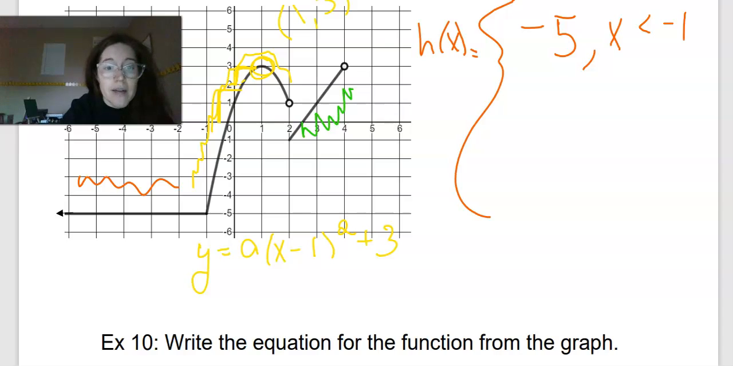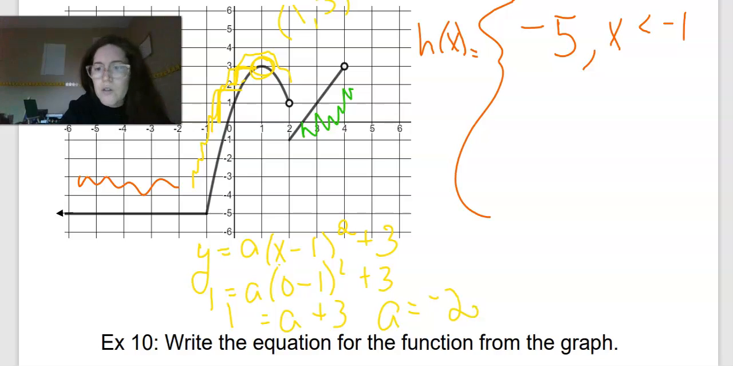Then I'm going to pick a point. 0, 1 looks good, right? So I'll go right here. 1 equals a times 0 minus 1 squared. So I have a, because 1 minus 1 squared is 1 plus 3. And oh, good thing I wasn't just slinking around there. Subtract that. A is -2. So I have to go -2 times x minus 1 quantity squared plus 3.